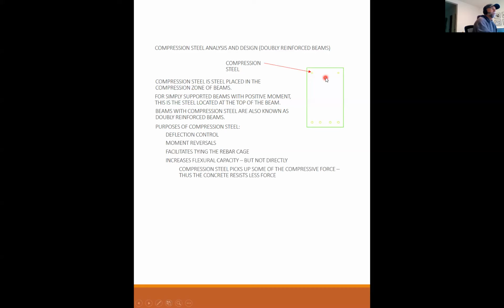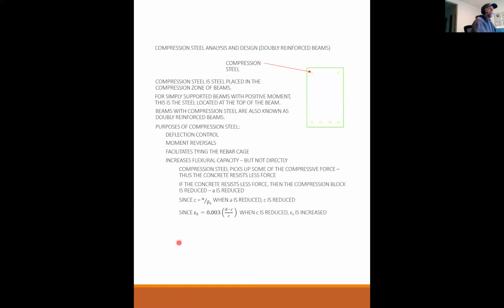Without any steel up here, it's picking up all of the compression. You put some steel up in here, the steel picks up some of it, and the concrete's still picking up most of the compression. If the concrete resists less force, then the compression block is reduced, and this is little a is reduced. Since c is equal to a over beta 1, when we reduce a, we're reducing c. Since epsilon sub t is 0.003 (d minus c) over c, when c is reduced, epsilon sub t increases.